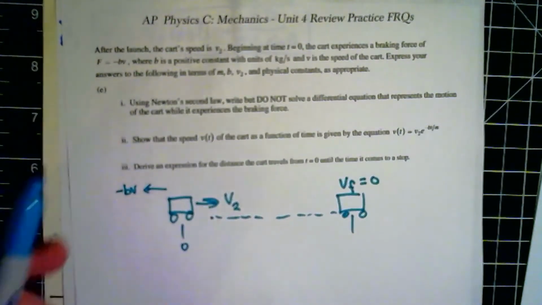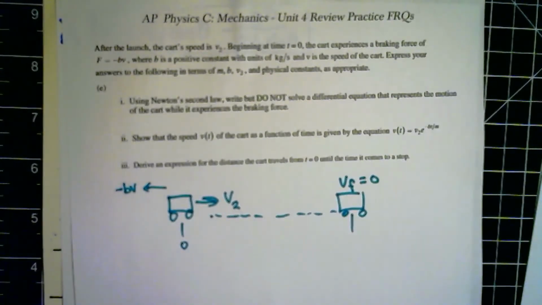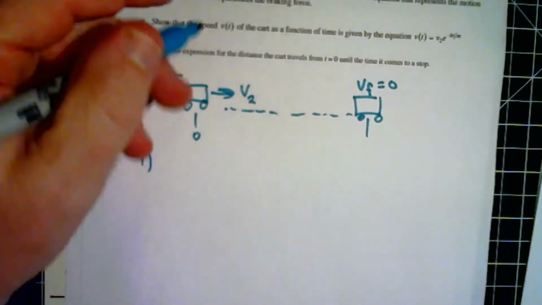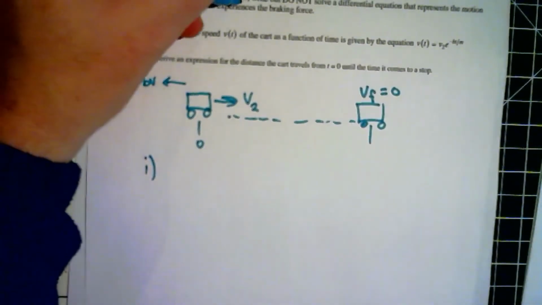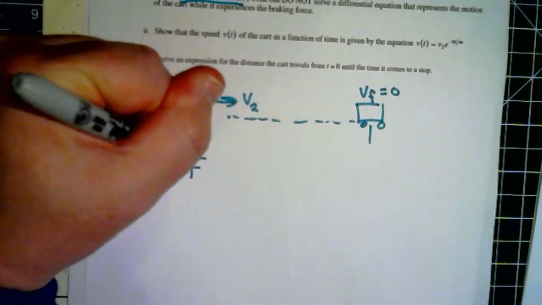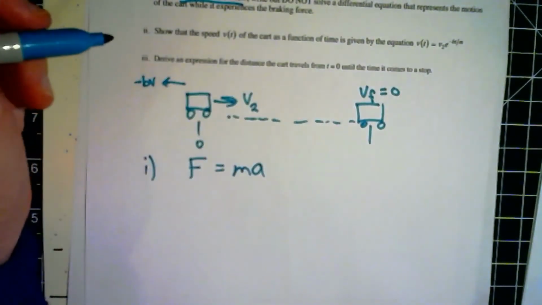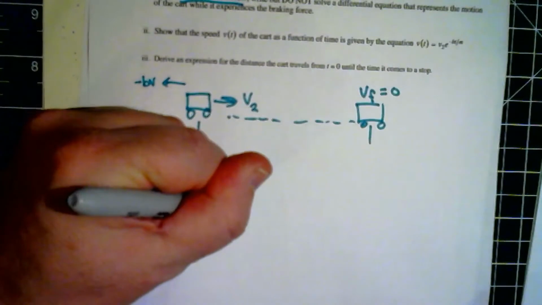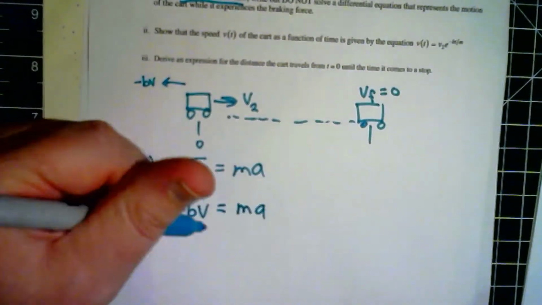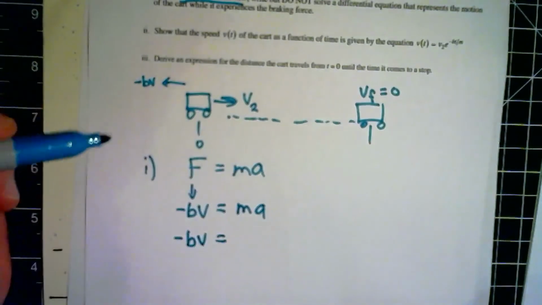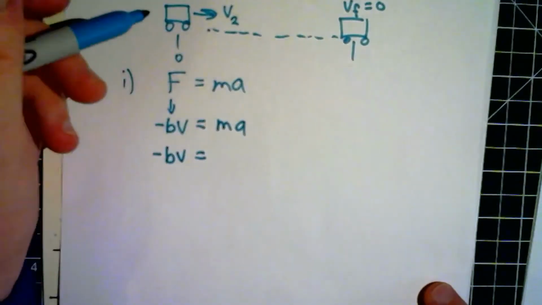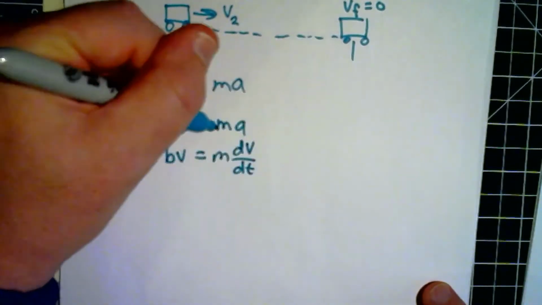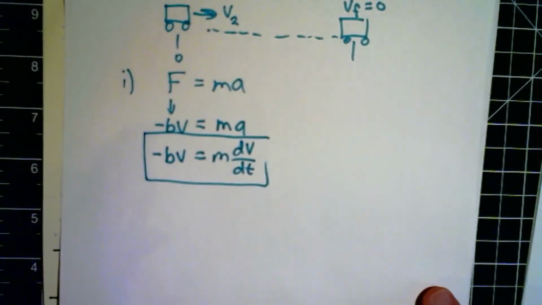Now, the first question says, using Newton's second law, write, but do not solve, a differential equation that represents the motion. Okay, so that's pretty easy. When we write a differential equation, it's just an equation that has a derivative. And it even tells us to say using Newton's second law. So I'll say F is equal to ma. Well, what is that force? Well, that force is negative bv. And that equals ma. And if you remember, to make a differential equation, we need to make a substitution to have a derivative, and that substitution is going to be for acceleration, which is just dv/dt. And that's your differential equation. That's all you have to do.